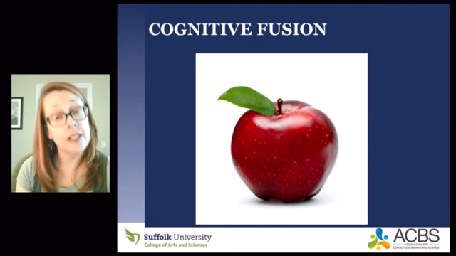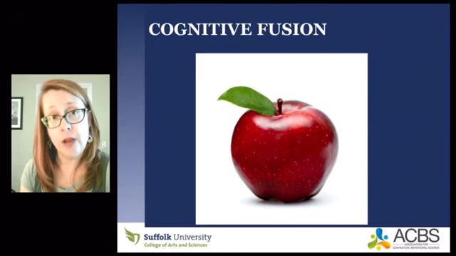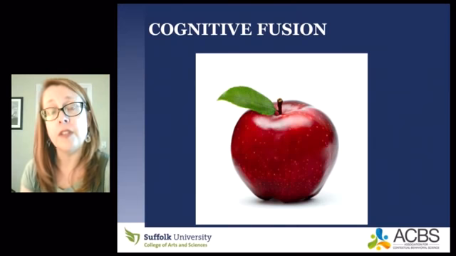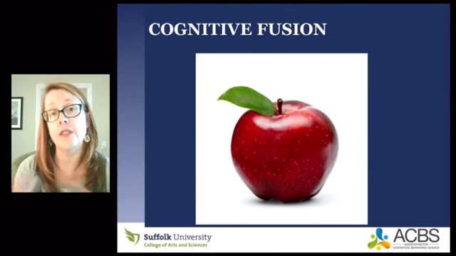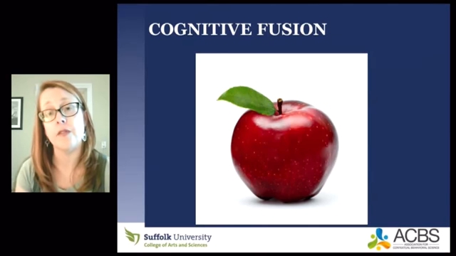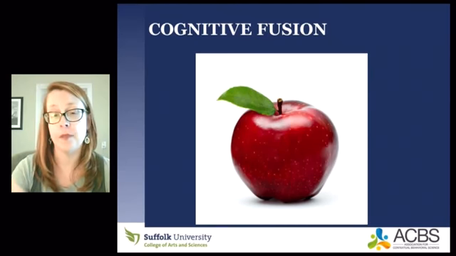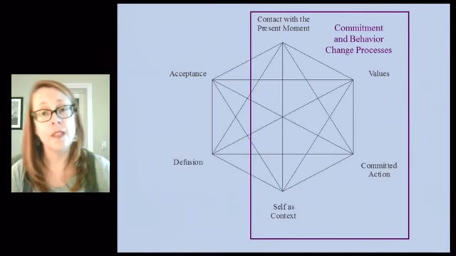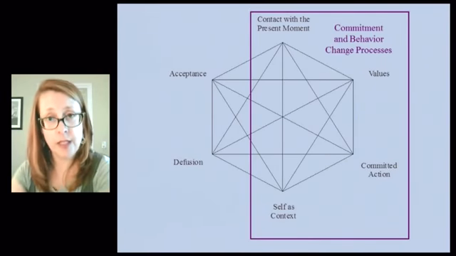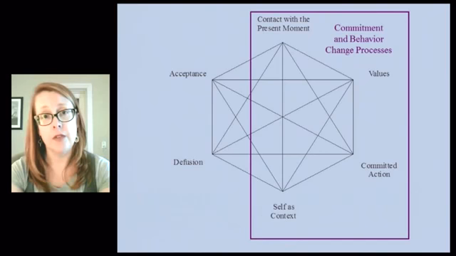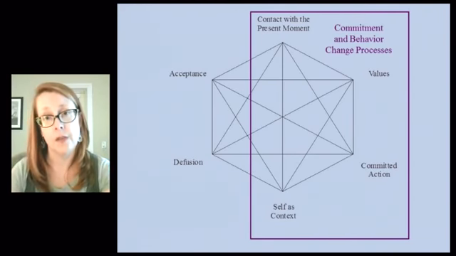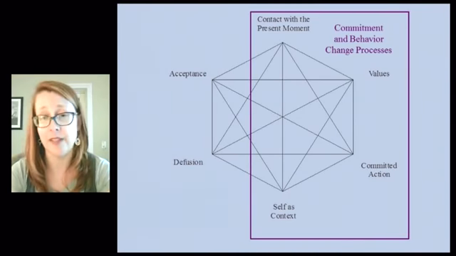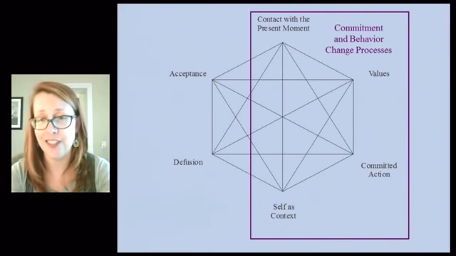So ACT targets that through helping us notice these are just thoughts. And these physiological or emotional reactions are things that we can detach from and have some distance from. Okay. Moving on. The second half of the ACT model involves commitment and behavior change processes. And this involves the components on the right, that's my right hand, the right side of the model. I have trouble telling my right from my left still after all these years.